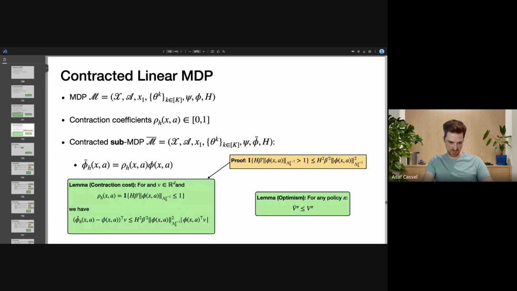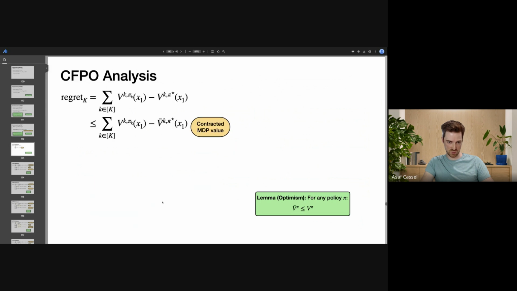Okay, so we'll get back to this term in a minute. Let's see how things look now that we have this contracted MDP. Recall we have our regret. The regret is simply the difference between the value of our policies and the value of the optimal policy, which is best in hindsight. Like we mentioned, the contraction is an optimistic operation, so we can move from the value of the optimal policy to the contracted value of the optimal policy.